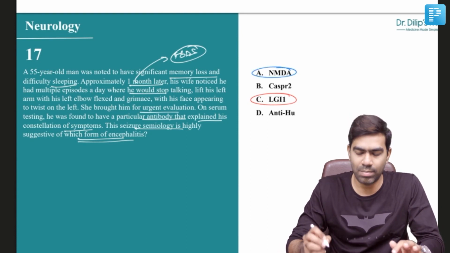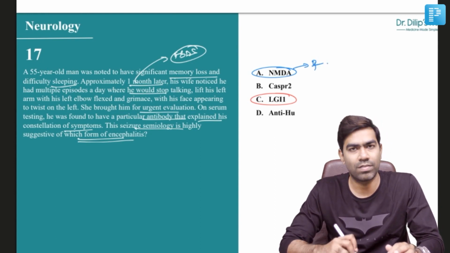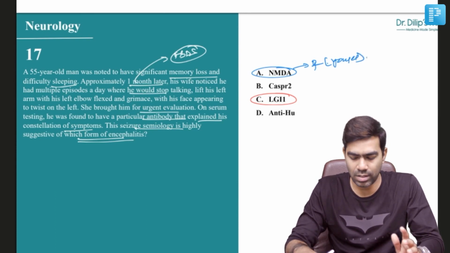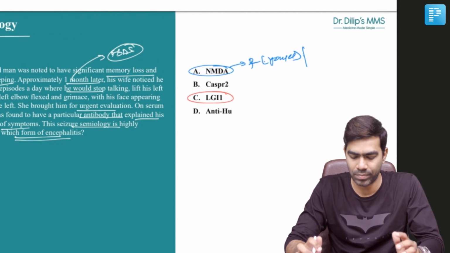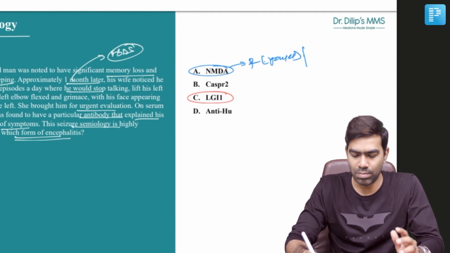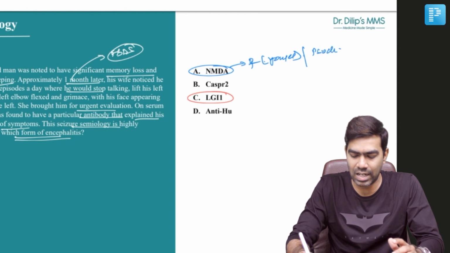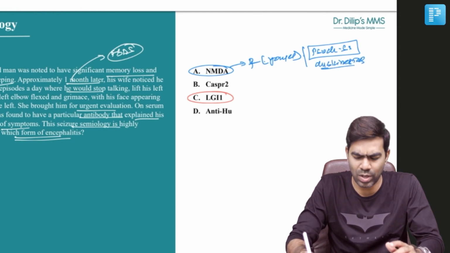And what about NMDA receptor antibody encephalitis? This is very common in females, especially younger females, in their 20s and 30s. Our patient in question is older and he's a male. At the same time, most of the patients with NMDA receptor encephalitis will come with psychiatric symptoms. They'll have behavioral changes and they can have dyskinesias, especially orofacial dyskinesias. Very, very important point.